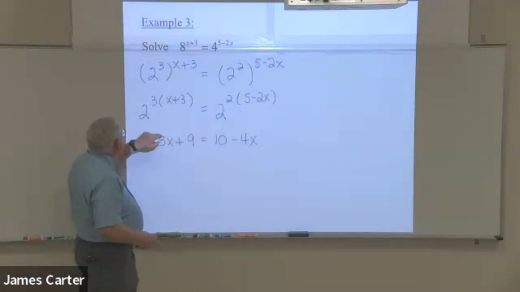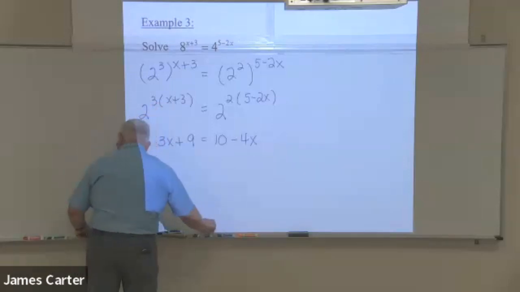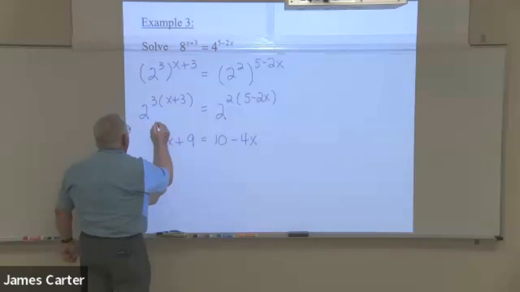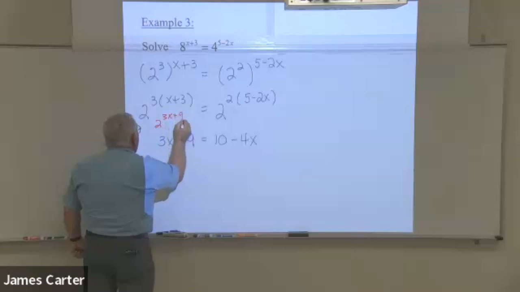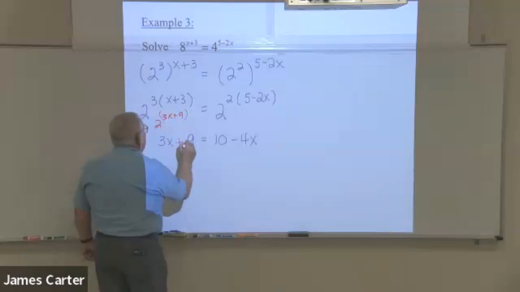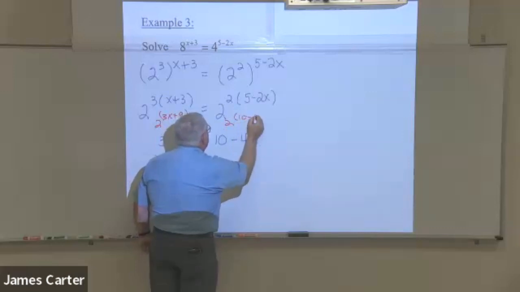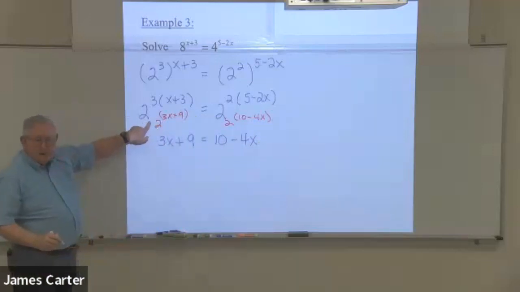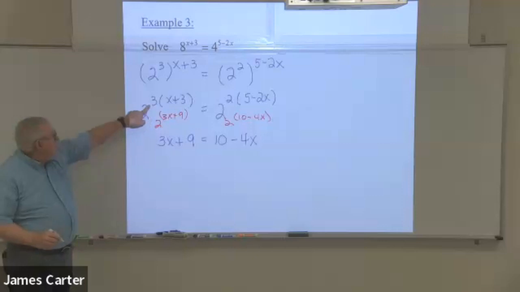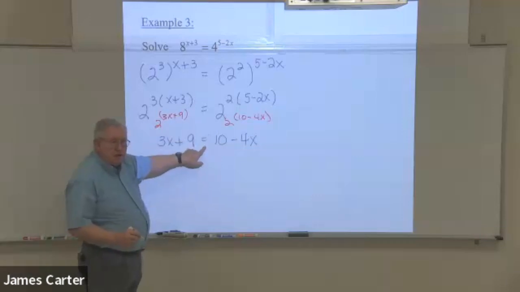3 times x is 3x. There's a missing step in here. Okay, that missing step is 2 to the 3x plus 9 power and 2 to the 10 minus 4x power. That's a missing step in here. Maybe it fills in a gap in how I went from this to this. And then they pulled the 2's to get this step.